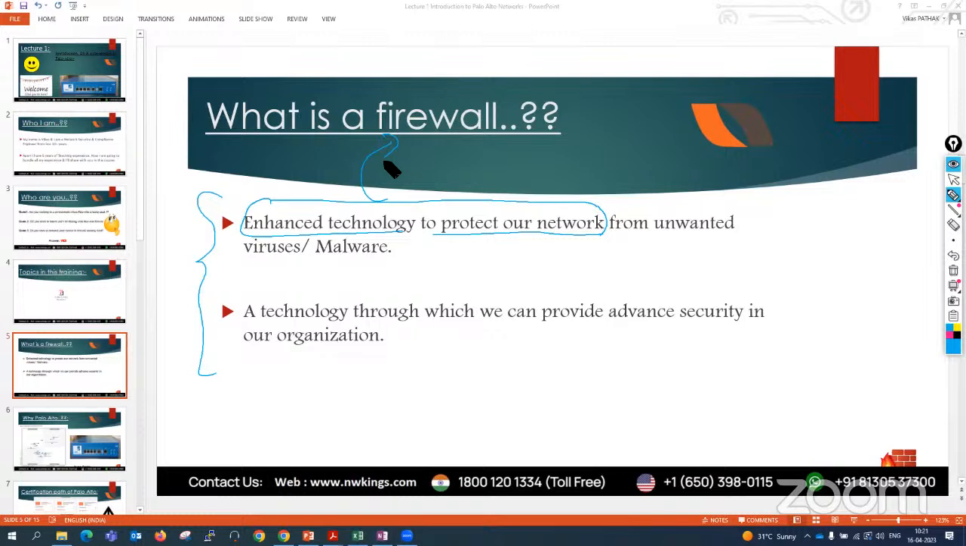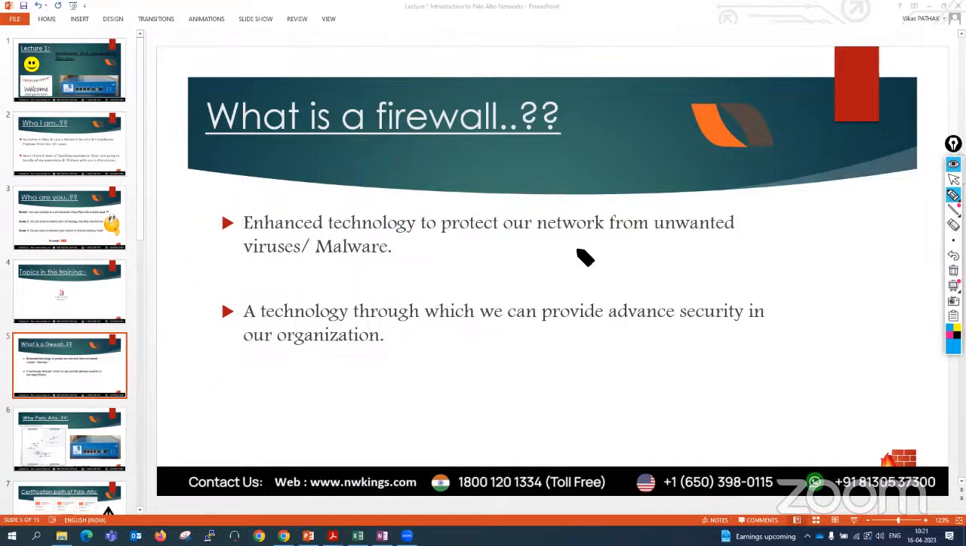And how will it protect? On the basis of 6-tuple information. What is 6-tuple? Source IP, destination IP, source port, destination port, and direction. Correct? Sometimes in your interview the person may ask, what is 6-tuple? What do you understand by 6-tuple information? At that time you have to mention source IP, destination IP, direction, port numbers and so on. So on the basis of 6-tuple, my firewall, the enhanced technology, will protect my network.